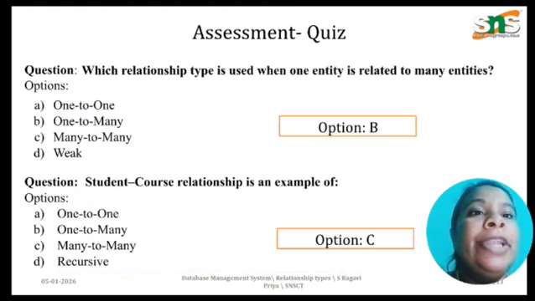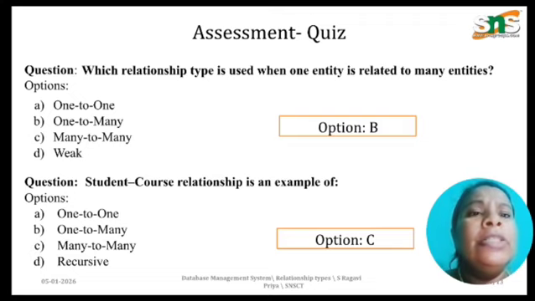Assessment quiz: which relationship type is used when one entity is related to many entities? In this question we have a single entity having a relationship with many entities. So this comes under the one to many model. The right option is option B.